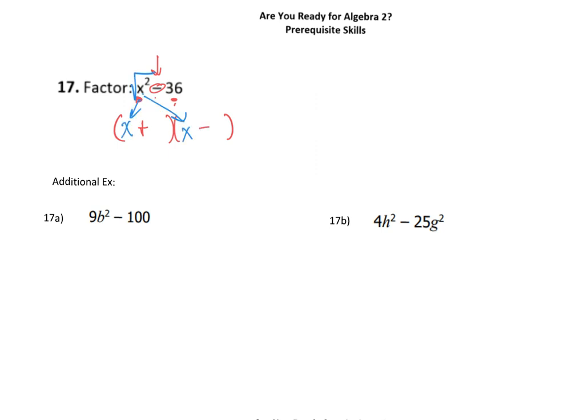And then I look at my second term. It's a perfect square. What's the square root of 36? Meaning what number times its own self equals 36? And that would be 6. 6 times 6 is 36. And that answer goes second in each one. So I'm saying that x squared minus 36 factored, the answer is x plus 6 times x minus 6. Now, we'll shortcut, but this is the answer.